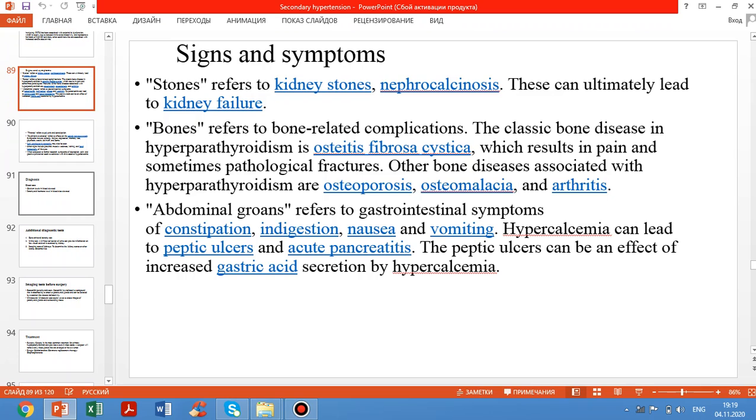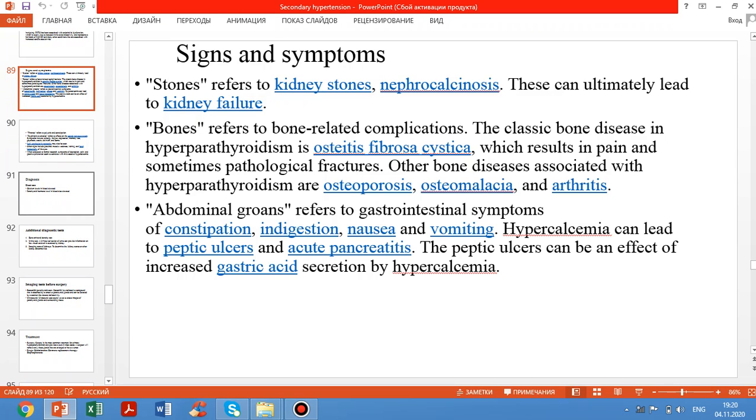Signs and symptoms: stones refer to kidney stones, nephrocalcinosis. This can ultimately lead to kidney failure. Bones refer to bone-related complications. The classic bone disease in hyperparathyroidism is osteitis fibrosa cystica, which results in pain and sometimes pathological fractures. Other bone diseases associated with hyperparathyroidism are osteoporosis, osteomalacia, and arthritis.